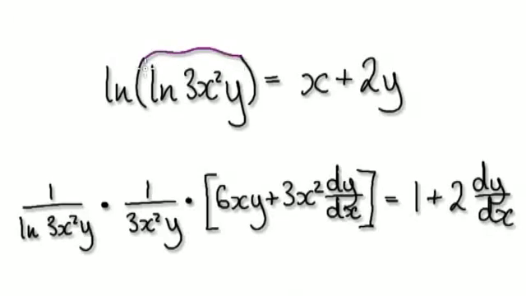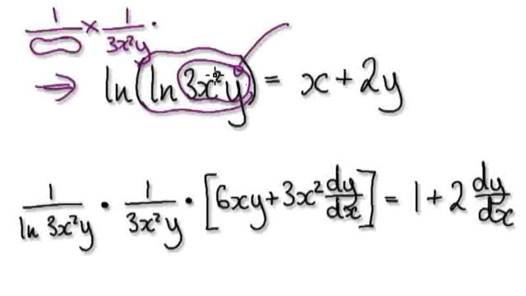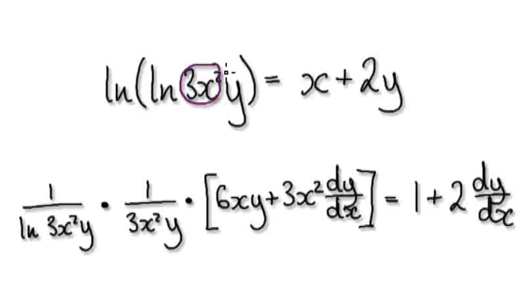So you've got one bubble here. When you differentiate this, it will be 1 over the bubble, times the differential of the bubble itself, which will be 1 over 3x squared y, and then you've got to times it with the differential of this here. So here you've got a bubble within a bubble. To differentiate this, you've got to use the product rule.